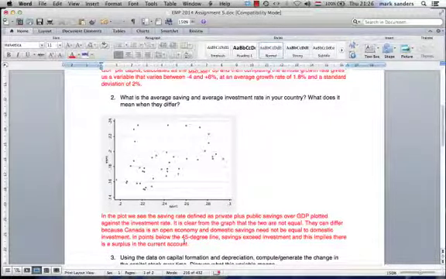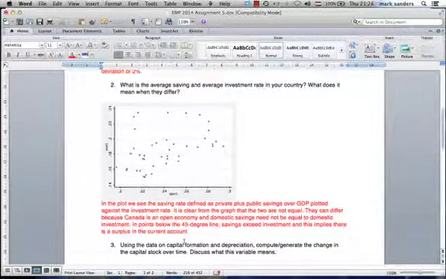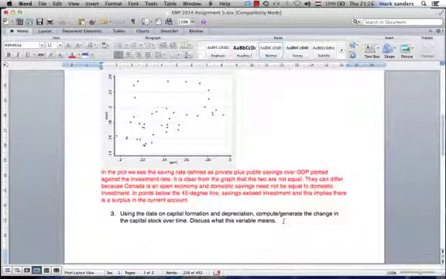So there we go. Anything else? No, that answers that question. Using the data on capital formation and depreciation, generate the change in the capital stock over time.